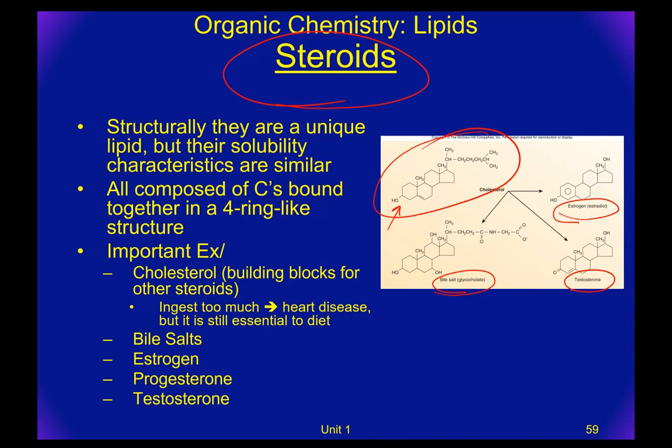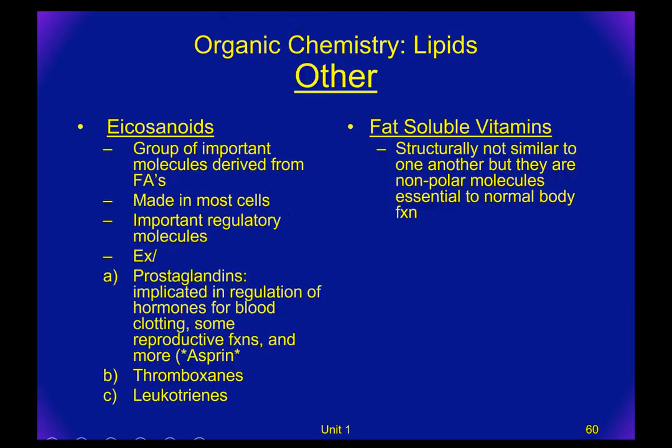Cholesterol, like I had said previously, is a part of the cell membrane and a building block for the other steroids. Now, there's a balance though. You can't just ingest as much cholesterol as you want. If you ingest too much, it can actually cause heart disease. So again, you've got bile salts that come from that: estrogen, progesterone, testosterone.